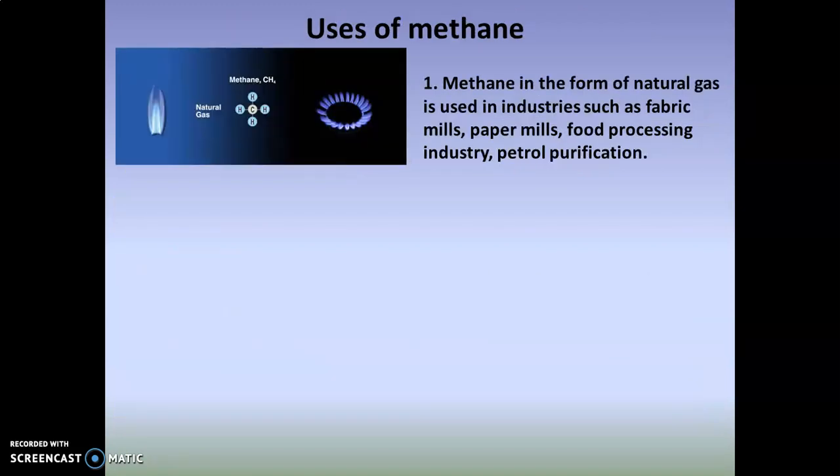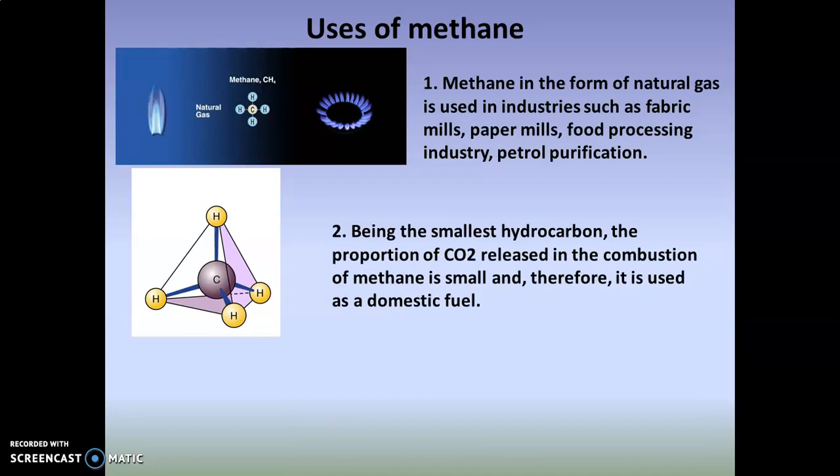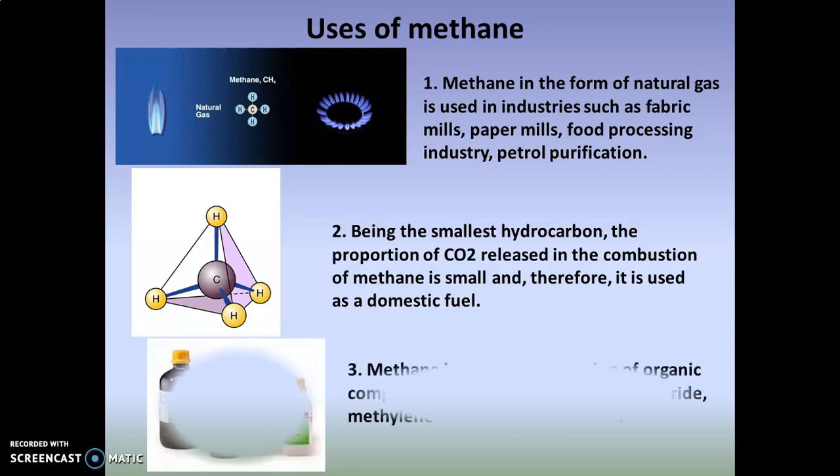Then uses of methane. It is used as a natural gas in fabric mills, paper mills, food processing, petrol purification. It is used as a fuel. This is the smallest hydrocarbon. The proportion of carbon dioxide released in the combustion of methane is small, and therefore it is used as domestic fuel. Because the more carbon dioxide, the more air pollution, so we use methane as a fuel.